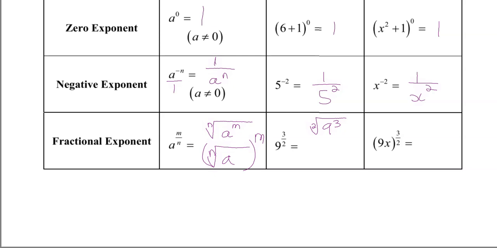Okay, anybody know that offhand? 81. Nope. Good try though. It's actually 27. But the other way to do this is, let's do the square root of 9 and then cube that. What's the square root of 9? 3. What's 3 cubed? 27, right? So we can all do this.